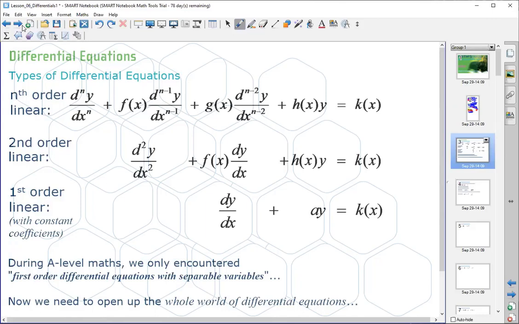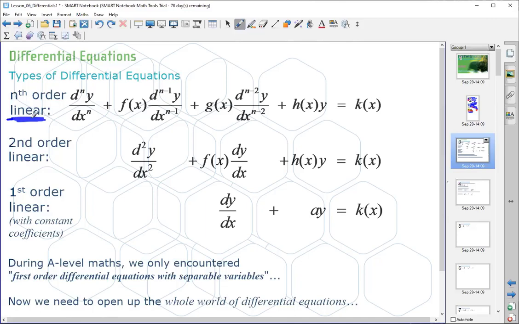So an nth order differential equation will have d^n y by dx^n. In other words, a second order one will have d2y by dx squared in it, but it won't have d3y by dx cubed in it. Whereas a third order will have d3y by dx cubed in it. A first order will only have dy by dx in it. It won't have d2y by dx squared in it. As soon as it's got d2y by dx squared in it, it becomes second order.